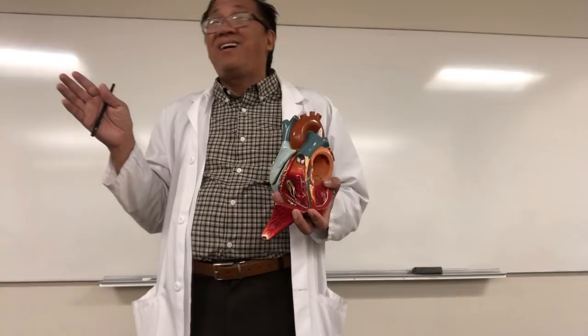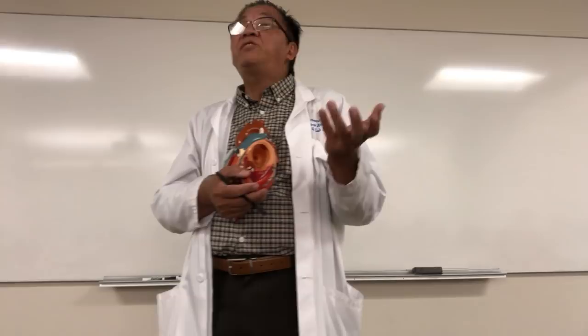For example, remember we talked about strokes before. If the clot came from the left ventricle, can it go to the brain? Yes. Why? From the left ventricle, aorta, on the left side, it will go to the left common carotid, then internal carotid, then cerebral arteries. It's called the cardioembolic stroke. Cardio means heart. The embolus or the traveling clot originated from the heart.